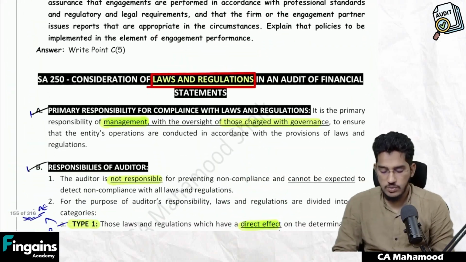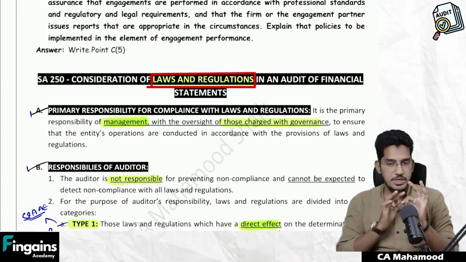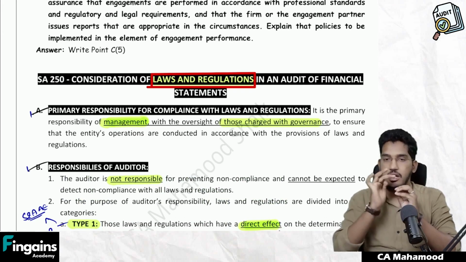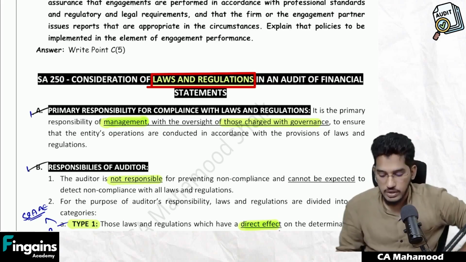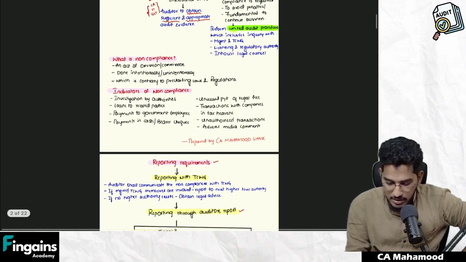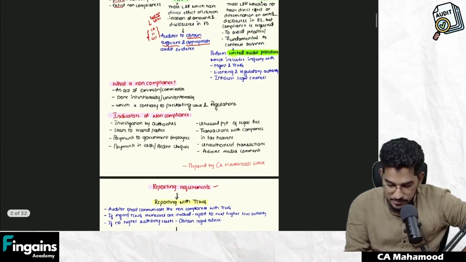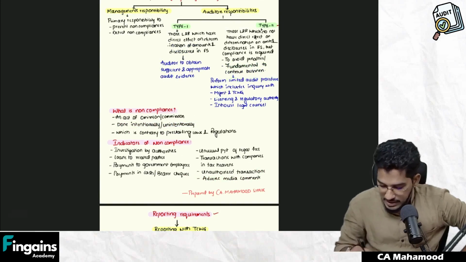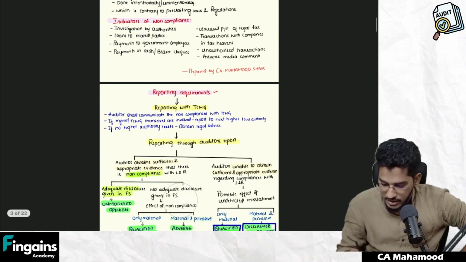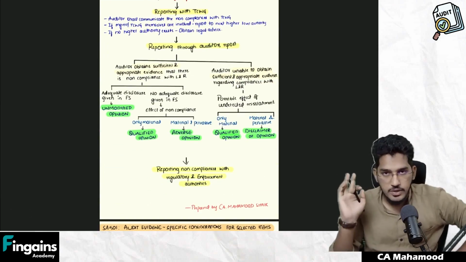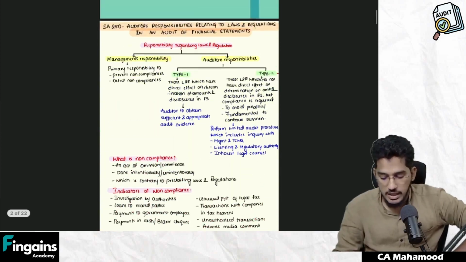First, we have understood who is primarily responsible, what is the auditor's responsibility, what is the objective of the auditor, the meaning of non-compliance, reporting requirements, and indicators of non-compliance. Whatever we have studied in this entire chapter, I tried to summarize here in the form of 2 simple pages. The entire discussion in the standard has been summarized in these 2 pages. If you carefully and thoroughly go through this chart, you would have prepared for the entire standard. In just a few minutes, you can complete the revision and understanding.